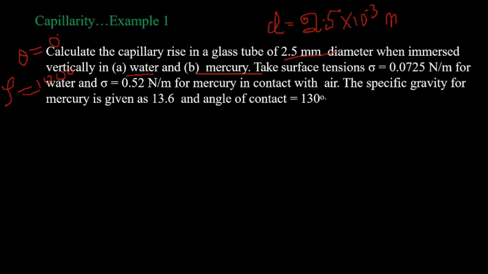So the tube is immersed vertically in water and mercury; take the surface tensions. The surface tension for water is 0.0725 Newton per meter and 0.52 Newton per meter for mercury in contact with air. The specific gravity for mercury is given as 13.6. The angle of contact is 130 degrees. So whenever the specific gravity for mercury is given, what can we find? We can find the density of mercury. So it is 13.6 into 1000, right?